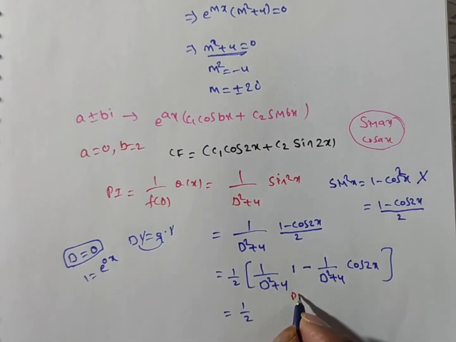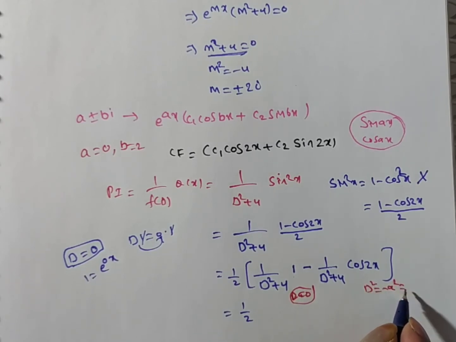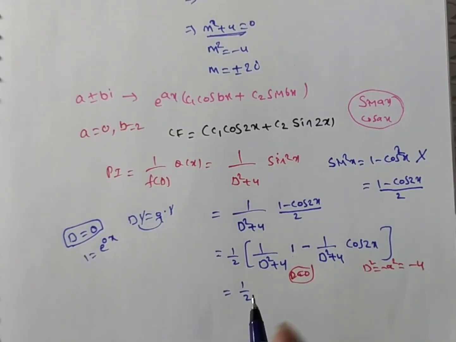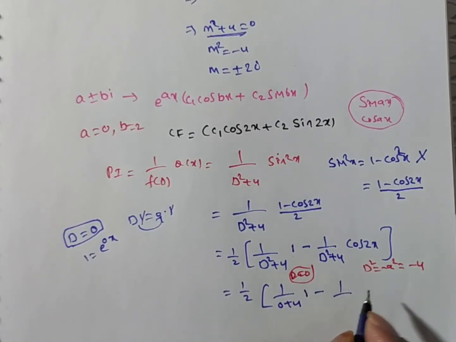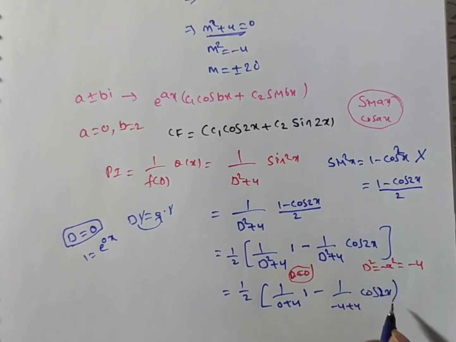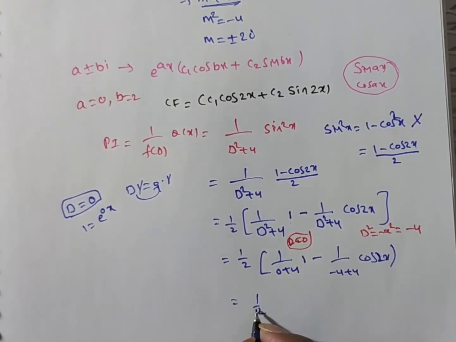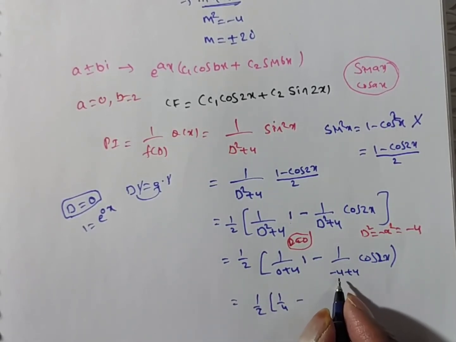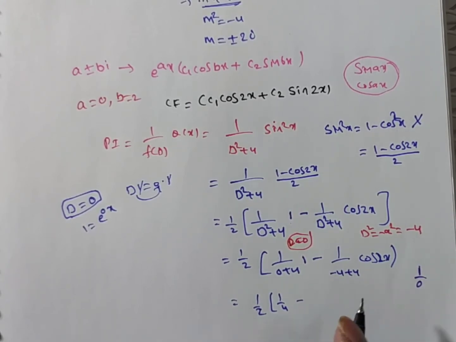In this case, I am substituting D is equal to 0. Here you see, put D is equal to 0. What do you have to substitute here? D square is equal to minus a square. What is a here? You have 2. So minus 4 we need to substitute. Now 1 by 2 times half: 1 by (0 plus 4) into 1, minus 1 by (minus 4 plus 4) into cos 2x. So 1 by 2 times half is 1 by 4 into 1, which is 1 by 4. This is okay. Next, minus 4 plus 4 is 0, so you have 1 by 0. 1 by 0 means not defined, so you cannot apply this formula.